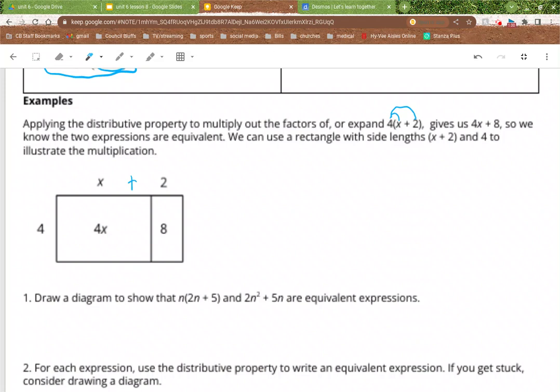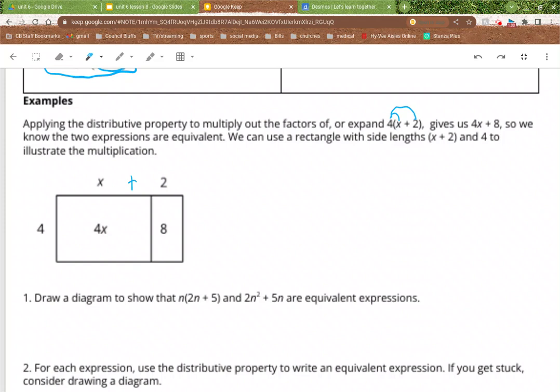They treat this like those old multiplication or times tables that you used to use when you were younger and first learning multiplication. So they do this by saying, okay, this one is going to be 4 times x, which is 4x, and then this one is going to be 4 times 2, which is 8, all right? And that's where they get the 4x plus 8 from, okay?